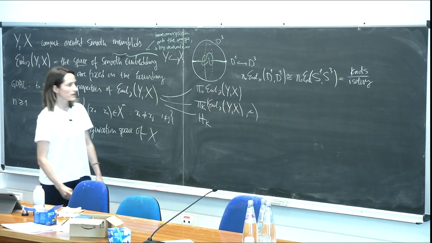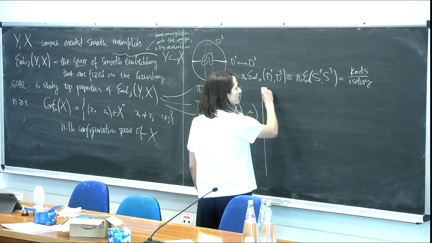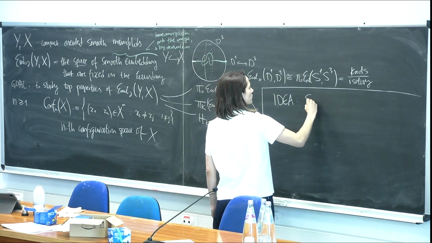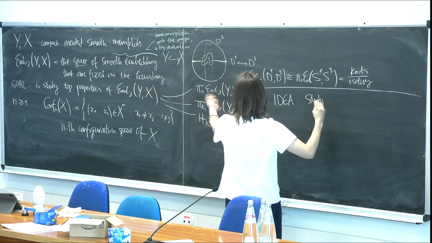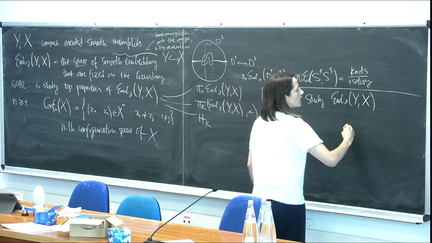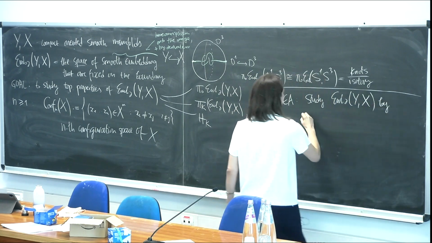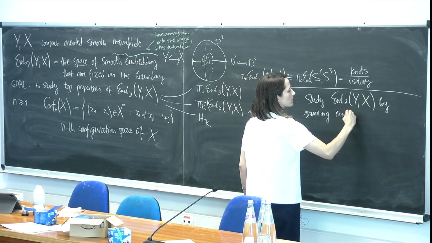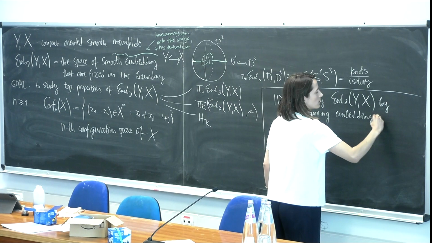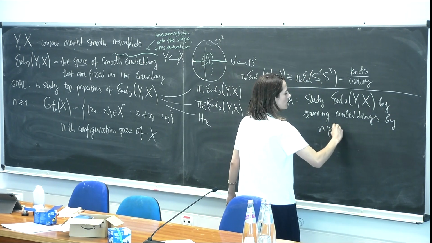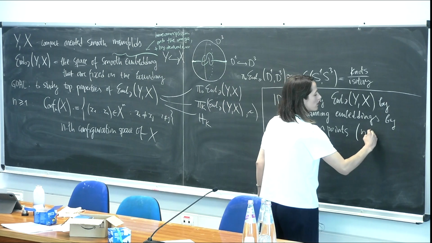Okay, and so let me now put the main idea here. The idea is to study these topological properties of this embedding space by scanning embeddings by points, by n points. And here you should really think n is sufficiently large.